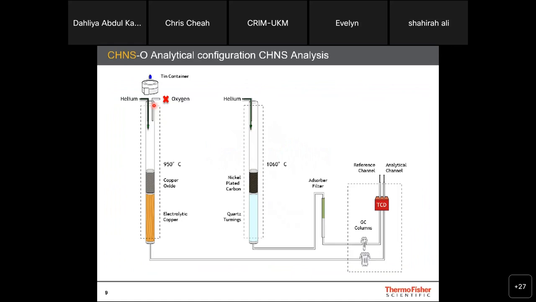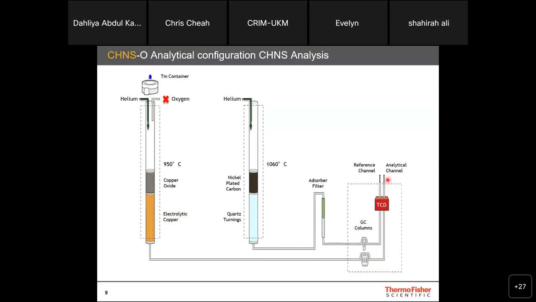Okay. So you see how the reactor was packed earlier. Now you will see this particular schematic diagram. I mentioned helium earlier. Helium is the carrier gas that will flow through the entire system. It will flow in two pathways. The first pathway is where the sample will pass through the copper oxide and electrolytic copper, then go through a column for separation and reach the TCD detector.